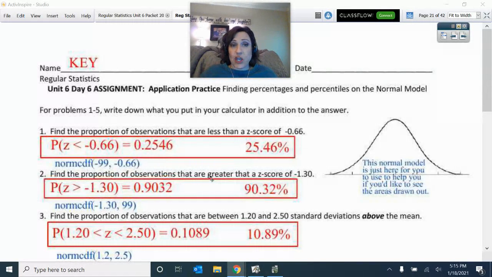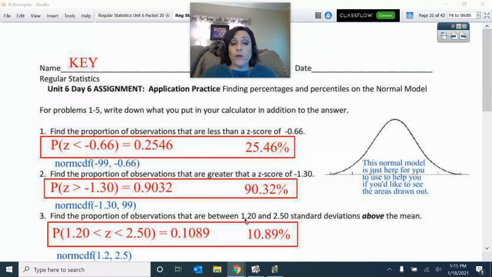All right, here we wanted to go greater than this particular z-score. So the z's are greater than negative 1.3. Greater than, you're going to go from that z-score up to positive 99. And there's your 90.32%.